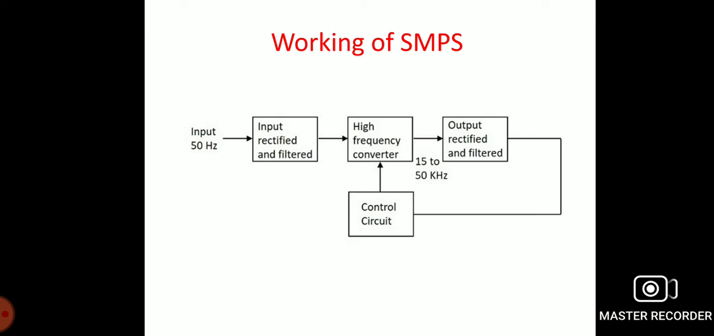Now what about the output stage? The output rectified and filtered stage. The output signal from the switching section is again rectified and filtered to get the required DC voltage. This is the regulated output voltage, which is then given to the control circuit, which is a feedback circuit. The final output is obtained after considering the feedback signal.